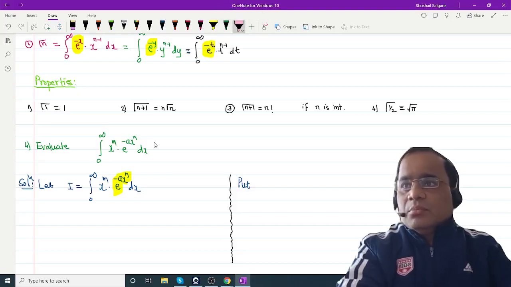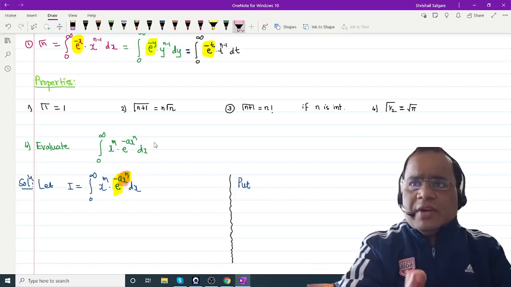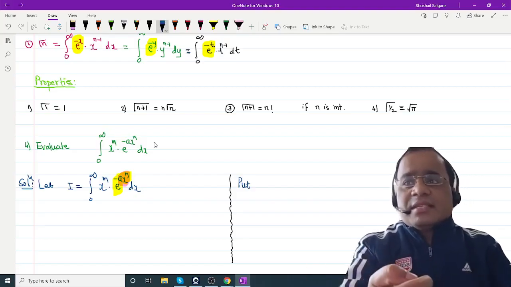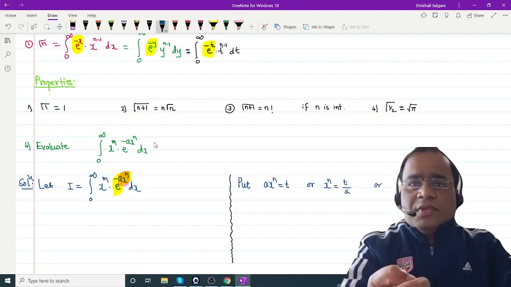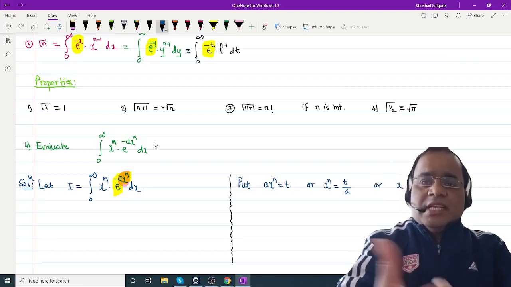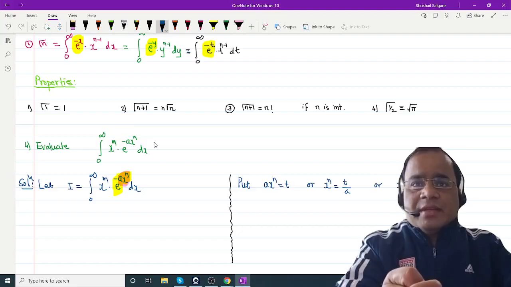Very good. We require e to the power some parameter. That's why, whatever this term is there, for that I will use the substitution. You may use t, you may use y, whatever. So in this case, my substitution is a x raised to n is equal to t, or x raised to n is equal to t by a. The first expression you are writing t in terms of x, the last expression I am writing x in terms of t and a.